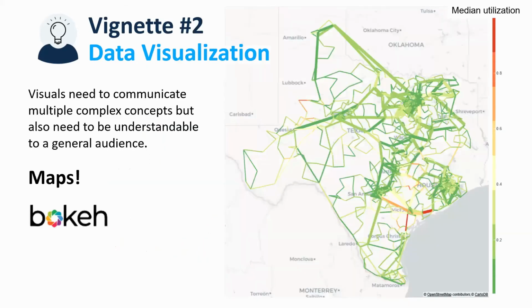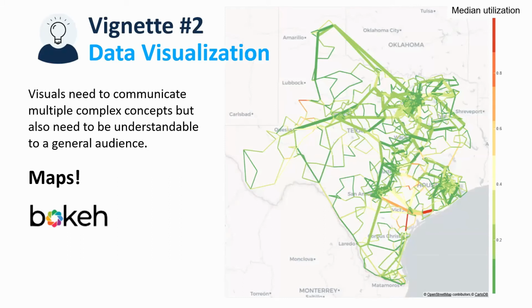The other thing that I wanted to share with you was some visualizations. This is very important to this project because ultimately we have an open source model and we want to be able to widely share our results with policymakers as well as with the general public and to explain what the challenges are of integrating more renewable energy, but also how we may be able to overcome those challenges. So the visuals need to communicate a complex concept, but they also need to be understandable to a general audience. And one of the ways that we do that is by using maps.